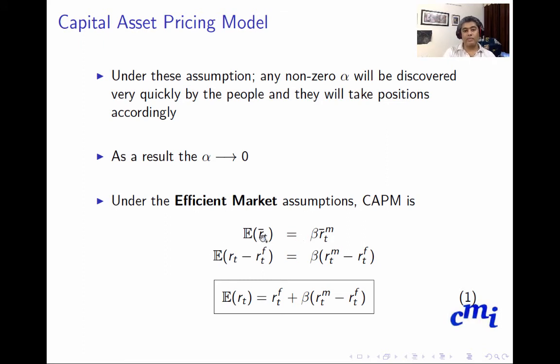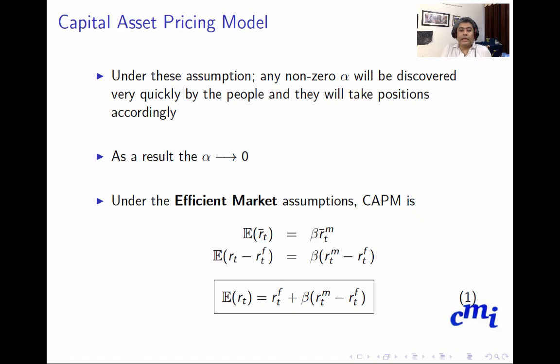Now what is RT bar? RT bar is RT minus RTF, and what is RTM bar? RTM, the market return, minus RTF. So I can rewrite this as the expected value of RT equals RTF plus beta times (RTM minus RTF).